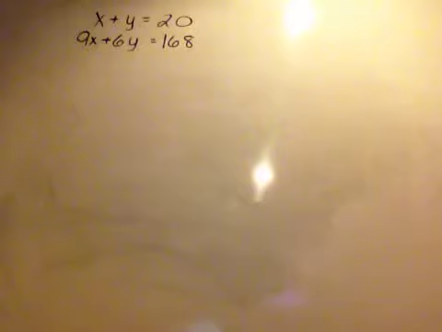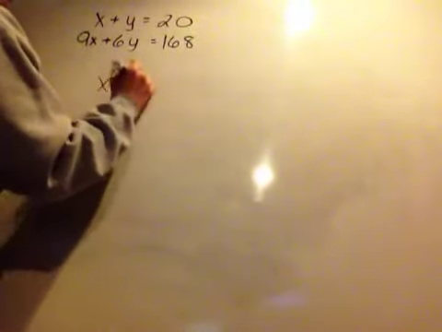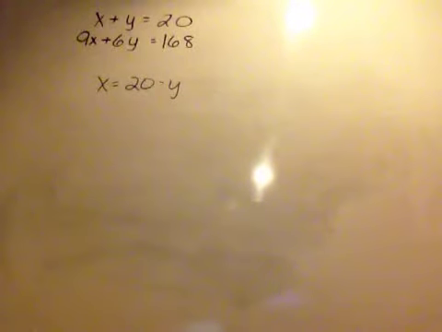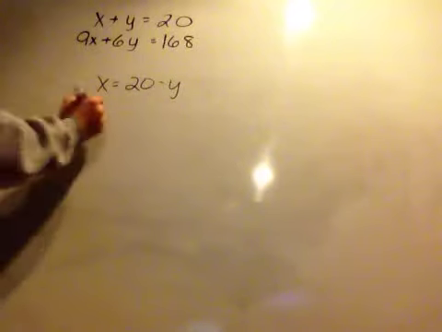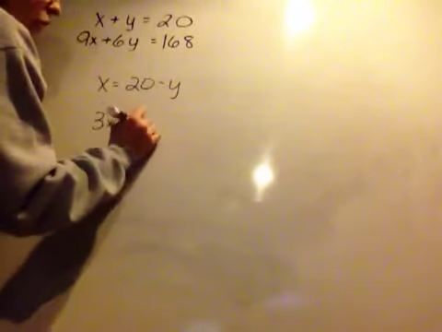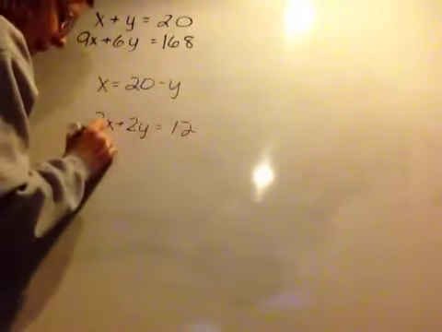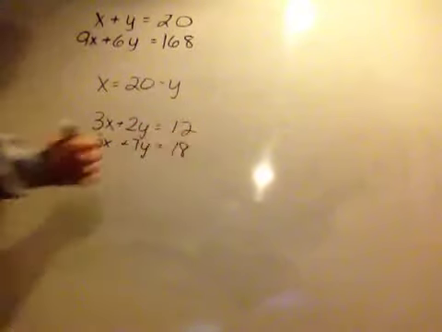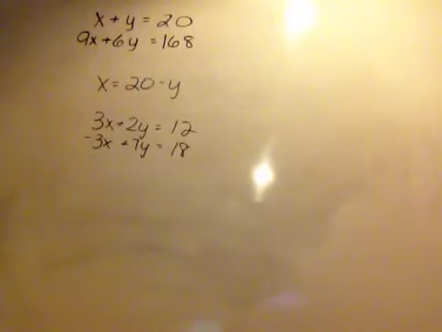You can use substitution. When one equation is already solved for x or y, like if we have x equals 20 minus y, it's already solved for x. So it's easy to substitute it into another equation. We can use the addition method, which is your elimination method. And that is when the coefficients of one variable are opposites. So if we have 3x plus 2y equals 12 and negative 3x plus 7y equals 18, now you can easily eliminate by adding them together.